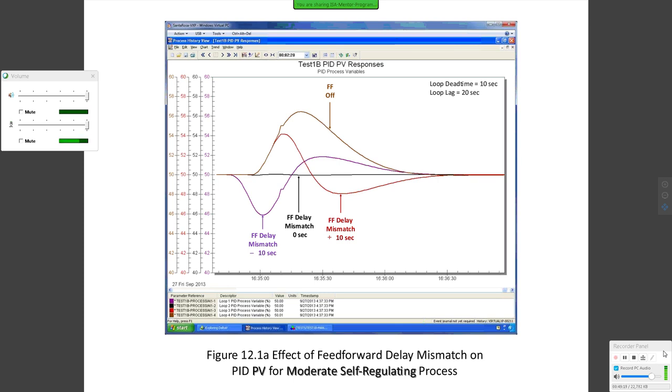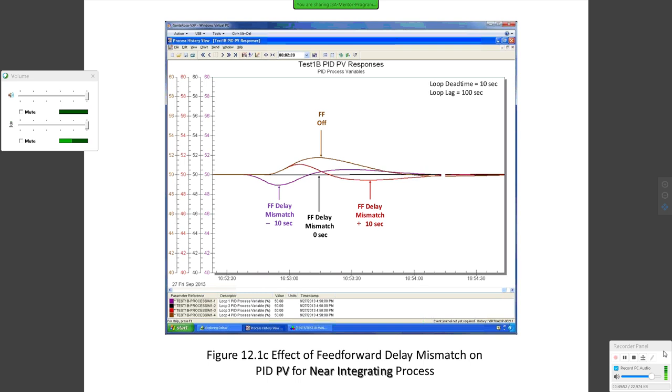Now we see that if the feed forward delay mismatch was 0 seconds and everything else was perfectly matched in the feed forward, we got the black trend, and it's doing a great job of eliminating the disturbance. And then we see on the red plot, what if the feed forward delay mismatch is plus 10 seconds? It's arriving too late. We reduced the peak error, but then we've created an undershoot and a little bit of oscillation. So that's not real good either, but I think it is less disruptive than the purple plot that had inverse response.